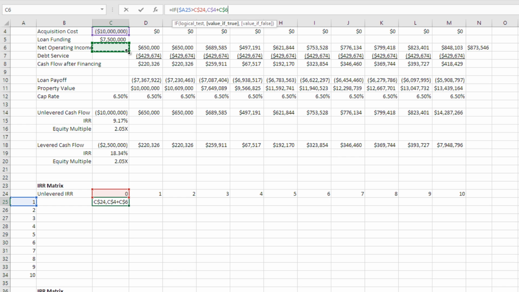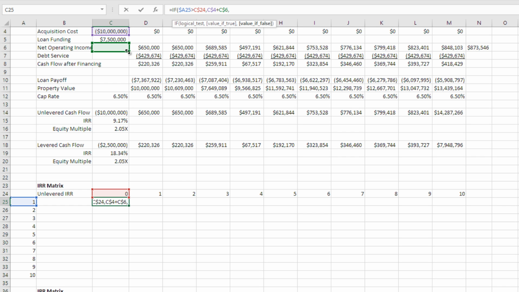So again, the thinking is this is before the exit year. Anything before the exit year, we're going to add up any acquisition cost we have in that year plus any operating income from that year, right? So there's no exit, so there's no sale. There's just any outflows plus income. So that's the first one. Comma.